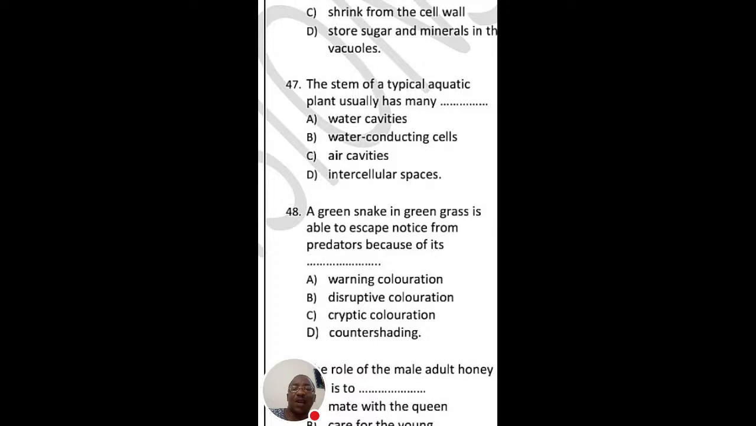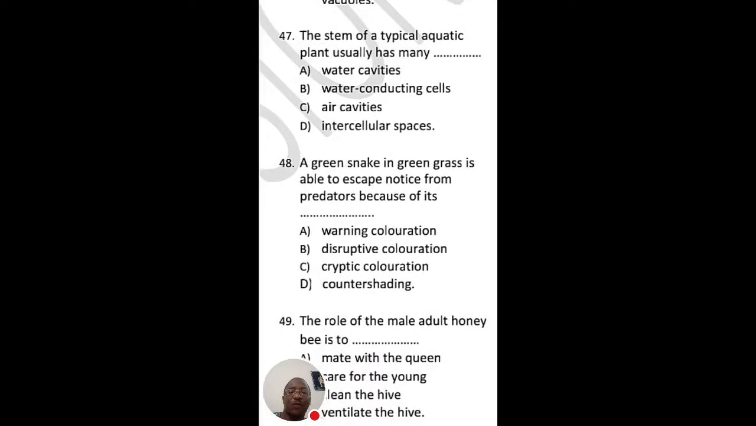Not intercellular air spaces, because intercellular air spaces will be found mostly in the palisade and spongy mesophyll of a plant leaf. That one is just for gaseous exchange. So the correct answer definitely here is going to be the air cavities. Number 48, we have two questions to go.